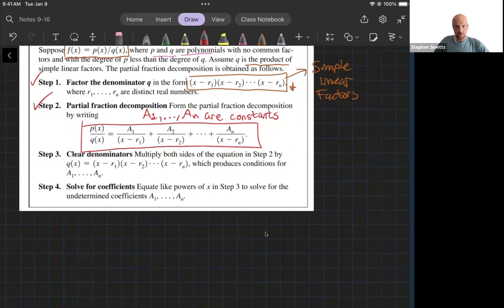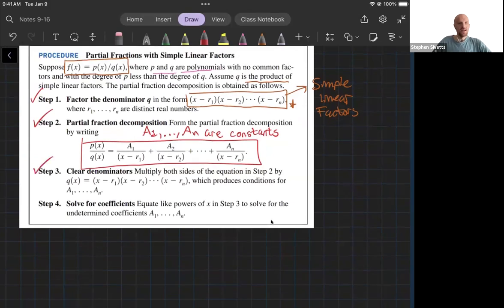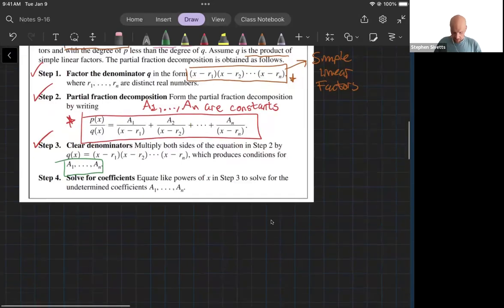I can't see my work with this screen in the way. So the third step, step number 3, is to clear the denominators from both sides of the equation in step 2 by multiplying by the product of those factors, x minus R1 times x minus R2, all the way up to x minus Rn. Okay. Thereby, you can produce conditions for each of the constants A1 through An, right?